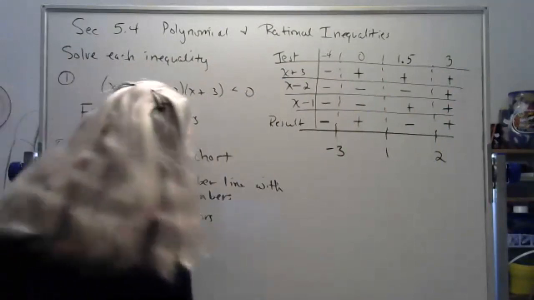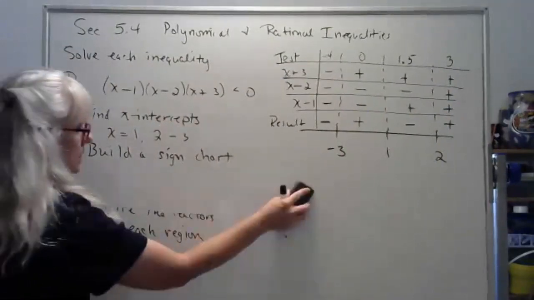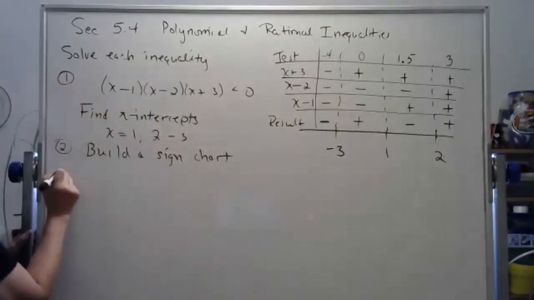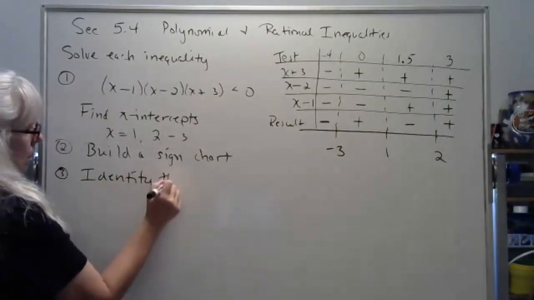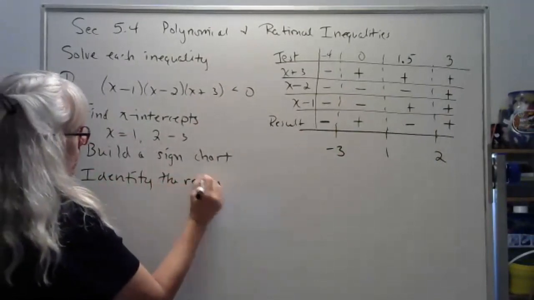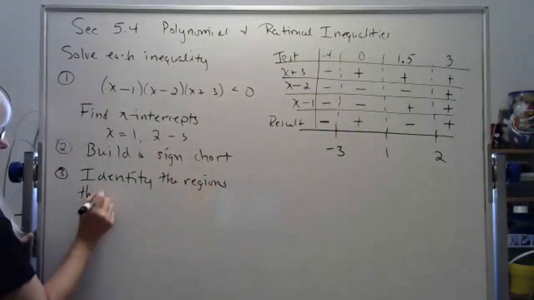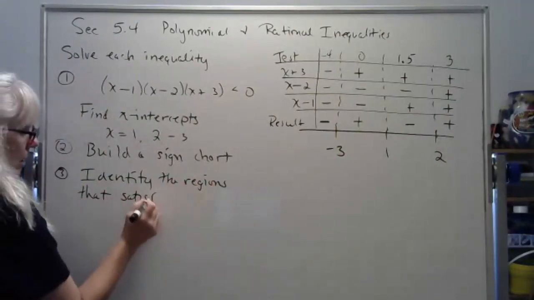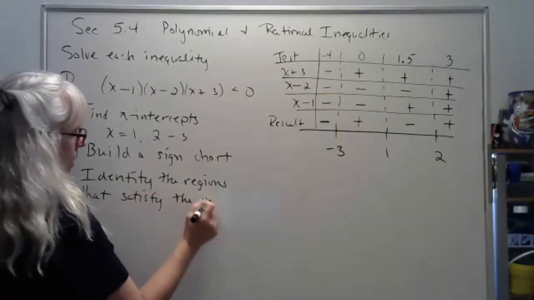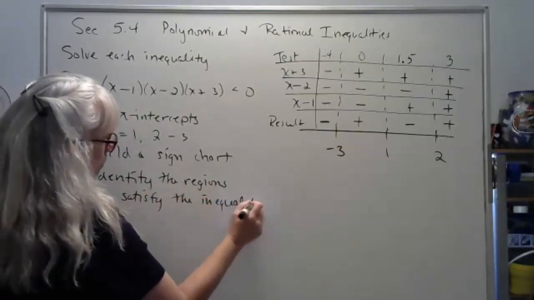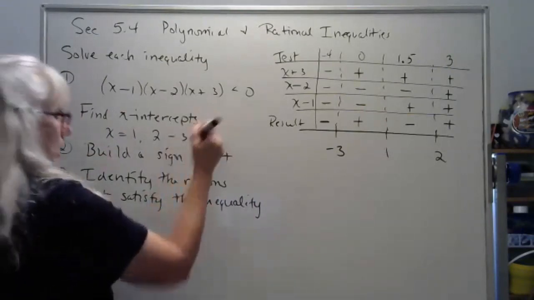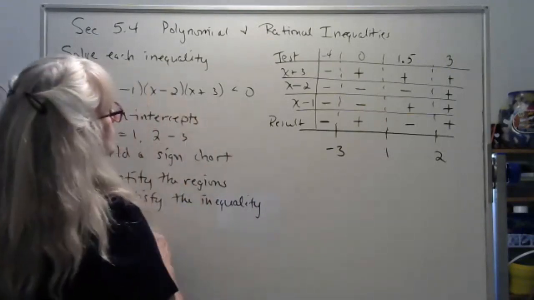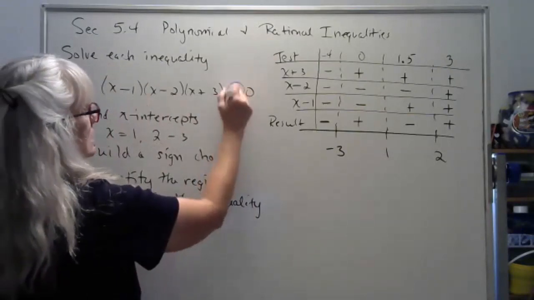Okay, so that was step 2. Step 3 then is we're going to identify the regions that satisfy the inequality. Okay, what does that mean? Well, I'm going to go back to the original inequality, and I'm going to notice that it's a less than. So I need the regions that are less than 0.